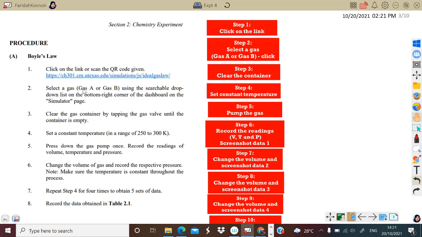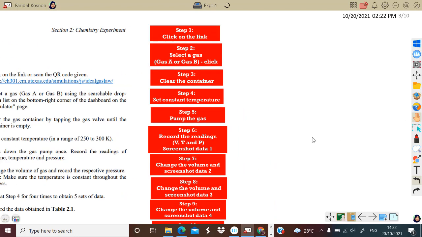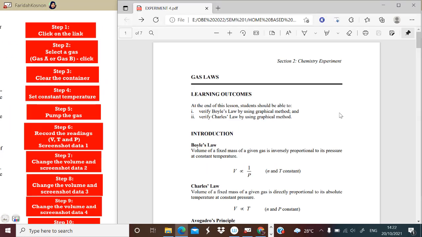We are going to use a simulator which is developed by University of Texas. Kita akan gunakan simulator yang dibangunkan oleh University of Texas ni ya. Saya akan klik sekejap lagi. Saya akan tunjukkan cara-caranya. Tapi data masih datang daripada bacaan pelajar masing-masing. So you have to do your own experiment. This is the procedures which is attached in the Google Classroom.